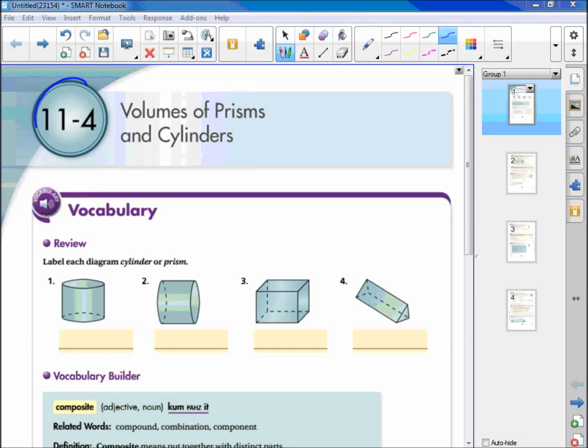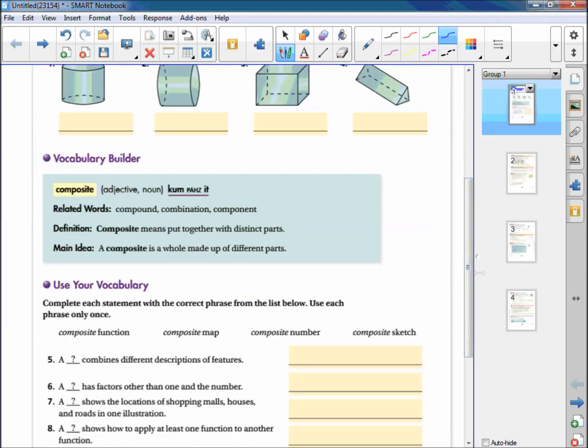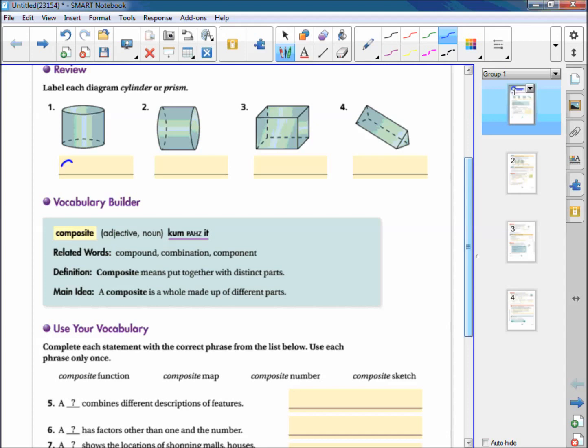Today we are covering section 11-4, volumes of prisms and cylinders. So label each diagram as a cylinder or a prism. So we've talked about all these shapes before. So our first one is a cylinder.